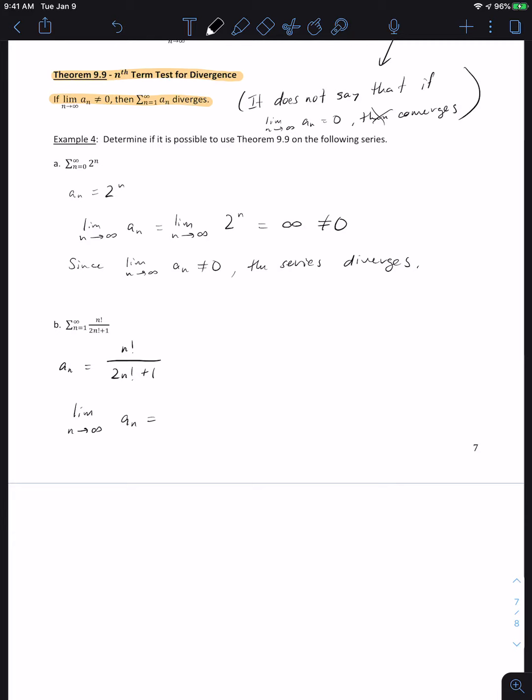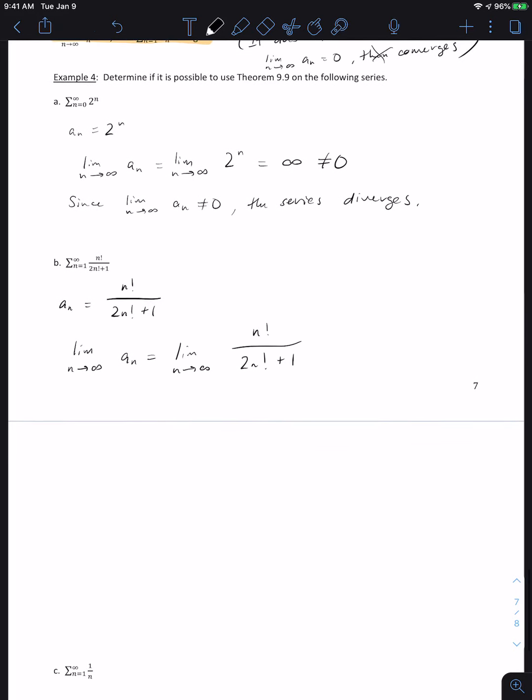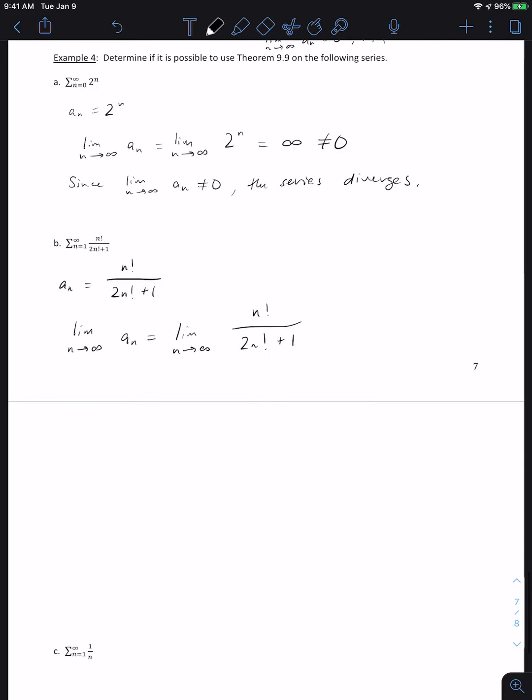All right, so let's look at what happens. The limit as n goes to infinity of n factorial over (2n factorial plus 1). Remember, properties of limits tell us that we can divide by the highest power of n that appears in every term. In this case, that means we can divide every term by n factorial. So this looks like the limit as n goes to infinity of the numerator, n factorial over n factorial, divided by 2n factorial over n factorial plus 1 over n factorial.